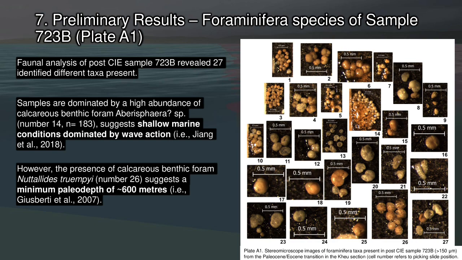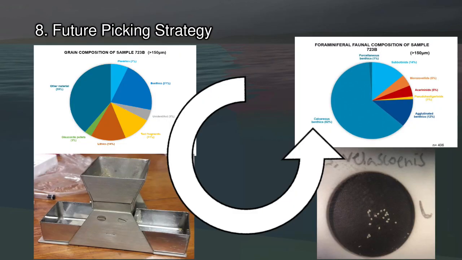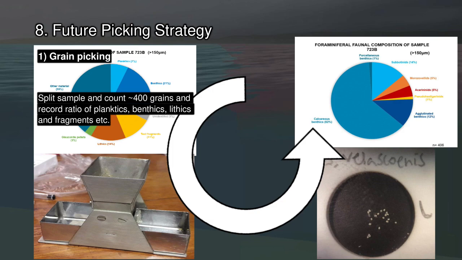So going forward, what should we do to optimise the picking for the foraminifera? After that initial example, we sat down and came up with a new idea for maximising the picking. So what we should do is, when it comes to the first step of grain picking, initially split the sample down to 400 grains and count the composition of that 400 grains. That may be planktics, benthics, lithic fragments, whatnot.